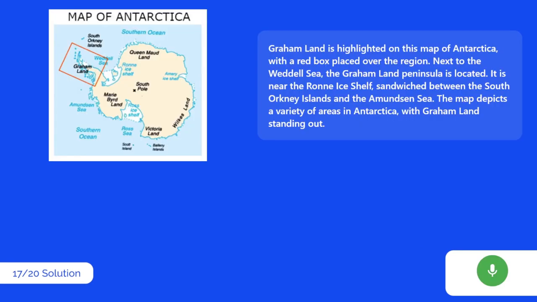Graham Land is highlighted on this map of Antarctica, with a red box placed over the region. Next to the Weddell Sea, the Graham Land Peninsula is located. It is near the Ronne Ice Shelf, sandwiched between the South Orkney Islands and the Amundsen Sea. The map depicts a variety of areas in Antarctica, with Graham Land standing out.